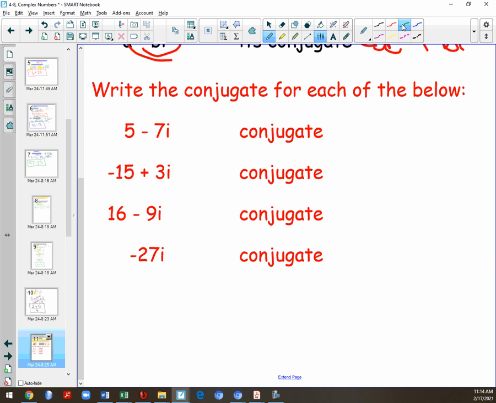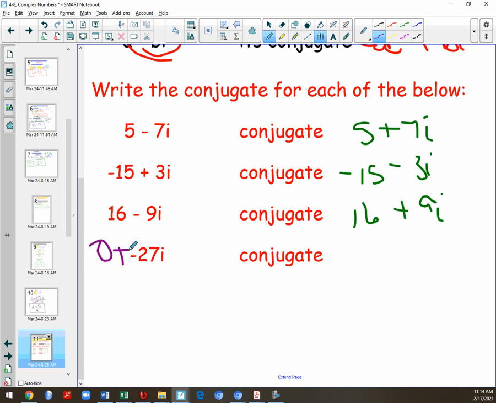So I have 5 minus 7i. I keep the real, change the imaginary. I keep the real sign of -15. I change the plus 3i to minus 3i. I keep the real part of 16, and I change the minus 9i to plus 9i. What is the real part of the -27i? Well, guess what? There's a 0 there because there's nothing there. So the 0 stays, but it's not necessary, so I go ahead and change my sign to positive 21i. Those are the conjugates. Now, why is that important?